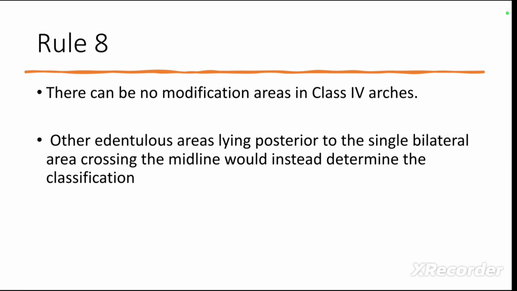Then coming to rule 8, there is no modification area for class 4, because, like I already told, the most posterior area determines the classification. In class 4, it is the bilateral edentulous most anterior portion. So there will be no further modification. If there is any edentulous area posterior, then that will determine the classification.